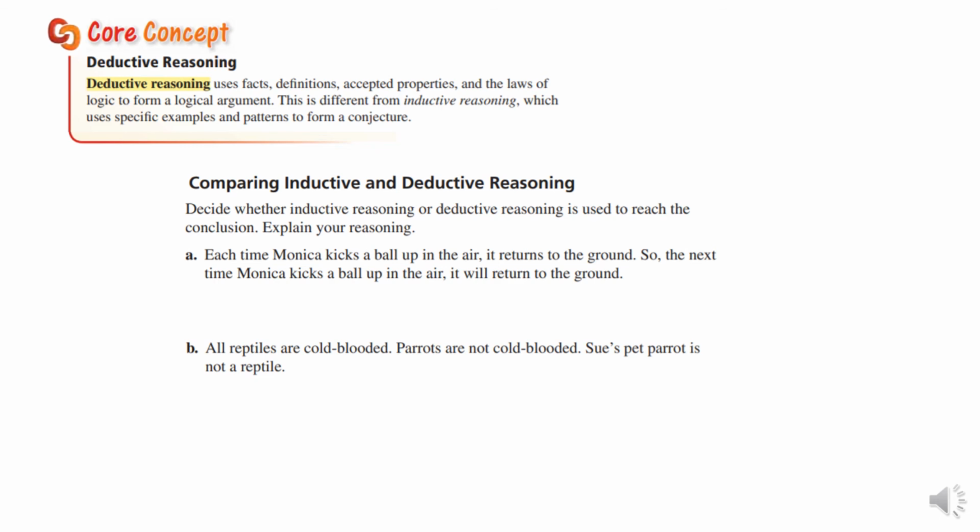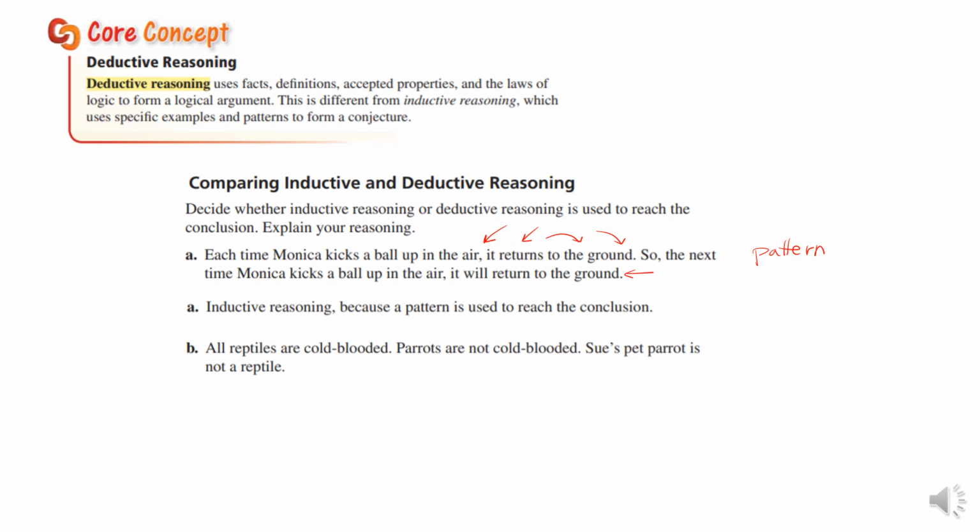Each time Monica kicks a ball up in the air, it returns to the ground. So the next time Monica kicks a ball up in the air, it will return to the ground. This is the conjecture. And we watched Monica kick that ball up in the air over and over again. So this established a pattern. So this would be inductive reasoning.